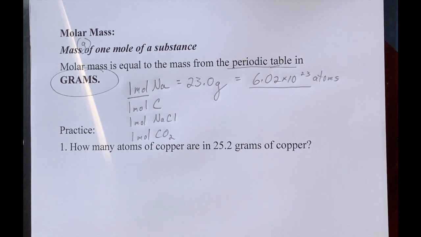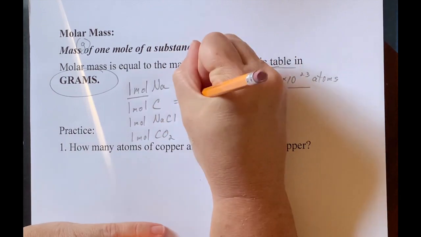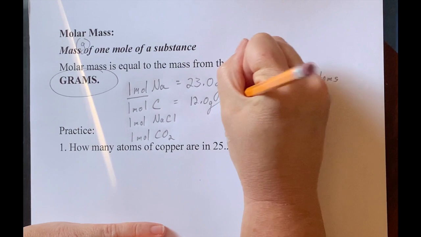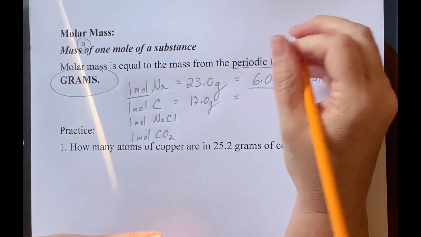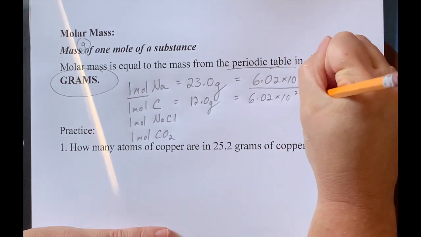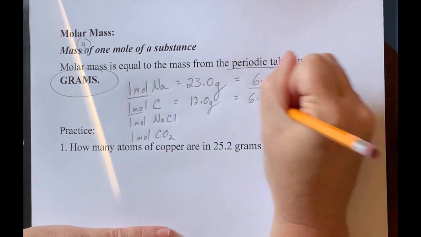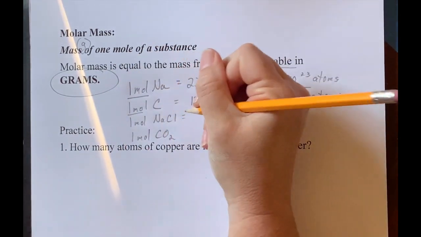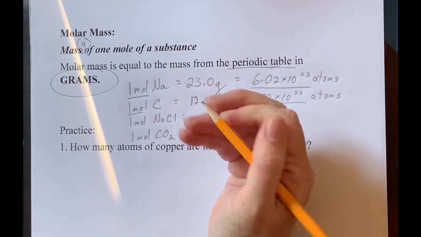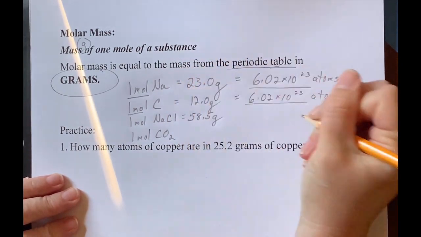All right, so we're gonna look at the periodic table. The mass of carbon on the periodic table is 12. All right, so 1 mole of carbon has a mass of 12.0 grams, okay? That is 6.02 times 10 to the 23rd atoms, just like it was for sodium, because we're still dealing with 1 mole, okay? All right, so for sodium chloride, I'm gonna add up the mass of 1 sodium and 1 chloride, and I get the mass to be 58.5 grams.